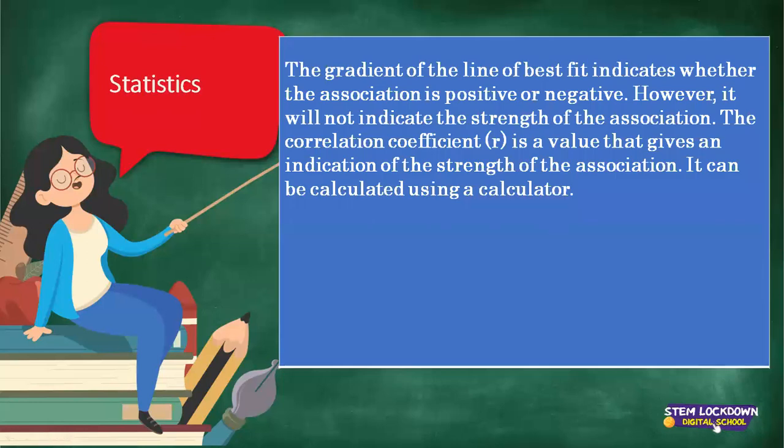Now, the gradient of the line of best fit indicates whether the association is positive or negative. However, it does not indicate the strength of the association. When it slopes upward, it's positive. When it slopes downward from left to right, it's negative. But the slope will not tell us how strong the relationship between the two variables is.